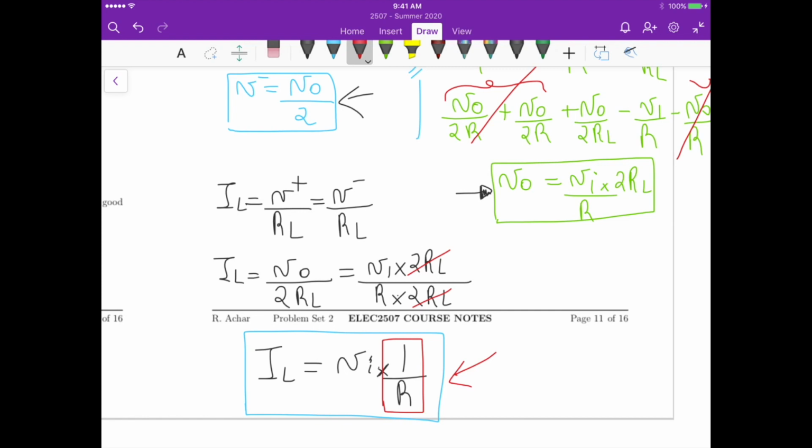IL equals K times VI, so the voltage to current converter. It depends on the input voltage and some constant. So if we want to change the current here, we just have to change VI, of course, but we also could change the K here just by changing R.